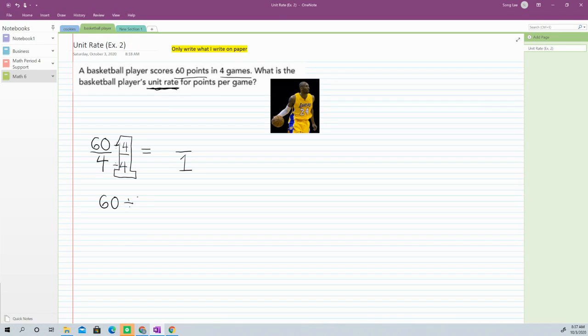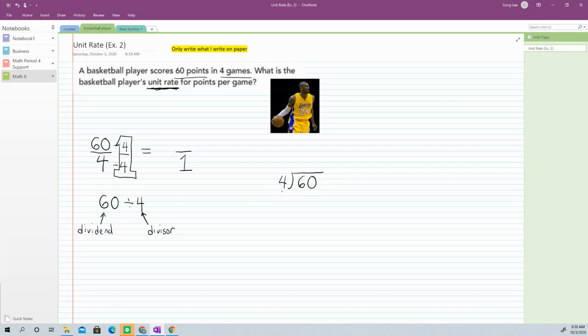60 divided by 4. Remember, the very first number that comes here is the dividend, and that is what's going to go into the box. And the next number after is called the divisor, and that is what's being divided by, and that goes outside the box. So let's do the math.